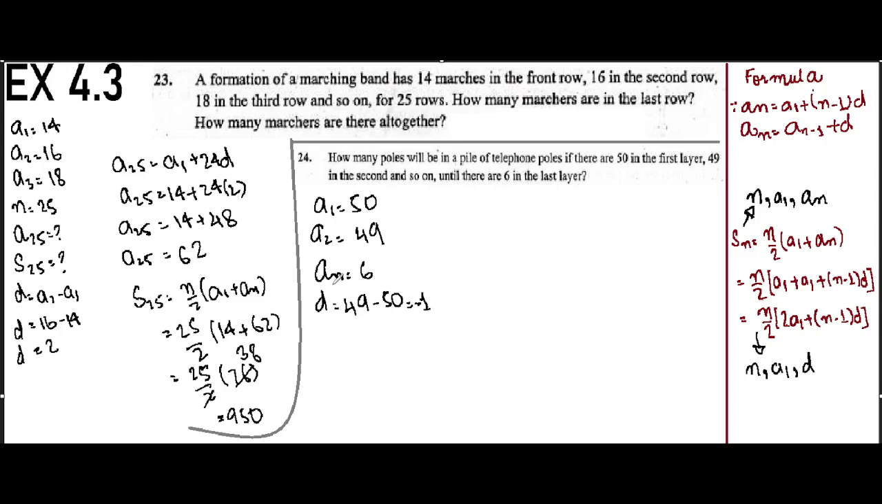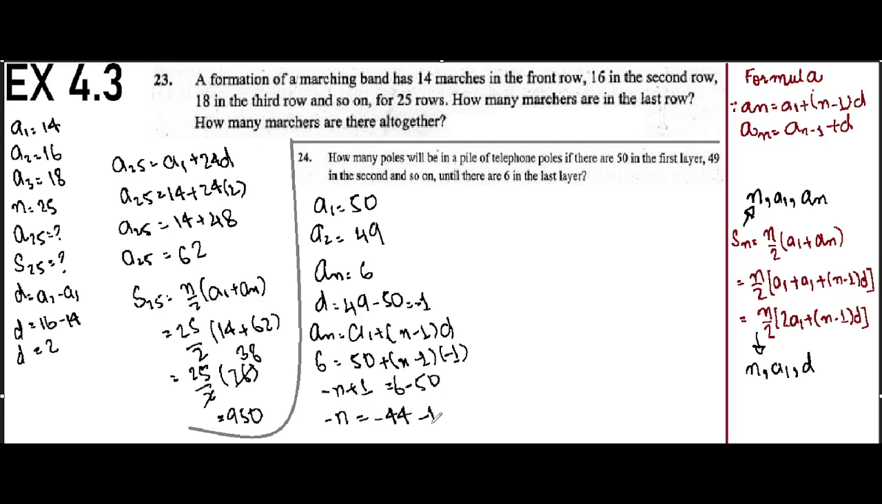And now we have to find the value of n. So An is equal to A1 plus n minus 1 into d. An is 6, which is equal to A1 is 50 plus n minus 1 into d is minus 1. So let's multiply this minus 1 with this. We get minus n plus 1 is equal to 6 minus 50. Minus n is equal to 6 minus 50, which is minus 44, minus 1. So minus n is equal to minus 45, which means n is equal to 45. So now we have the value of n as well.